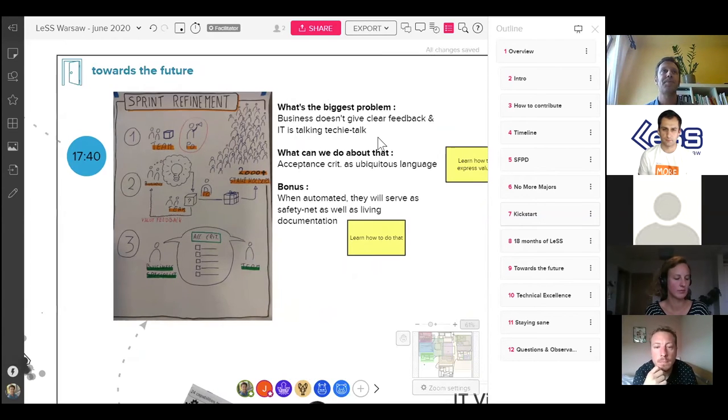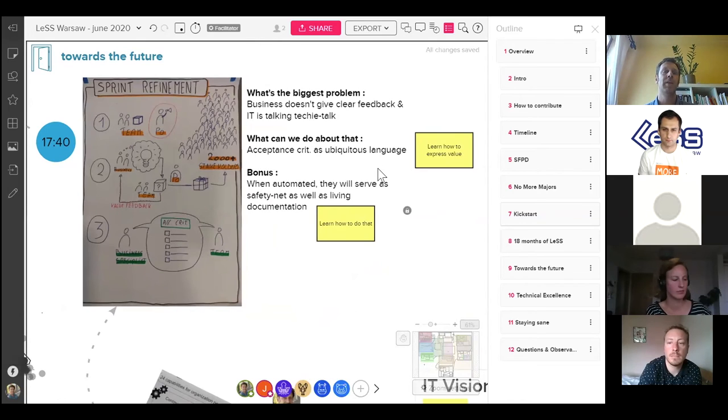So we decided to do an experiment to say, what if we would use something like acceptance criteria as a ubiquitous language, something that acts as an interface between what business needs and what IT can deliver? Because business acceptance criteria can be used as a natural language to communicate what we really want. And it's also better able to express value. So given these acceptance criteria, that means this value can be delivered. But we have to learn how to express value like this, because that was a bit new.